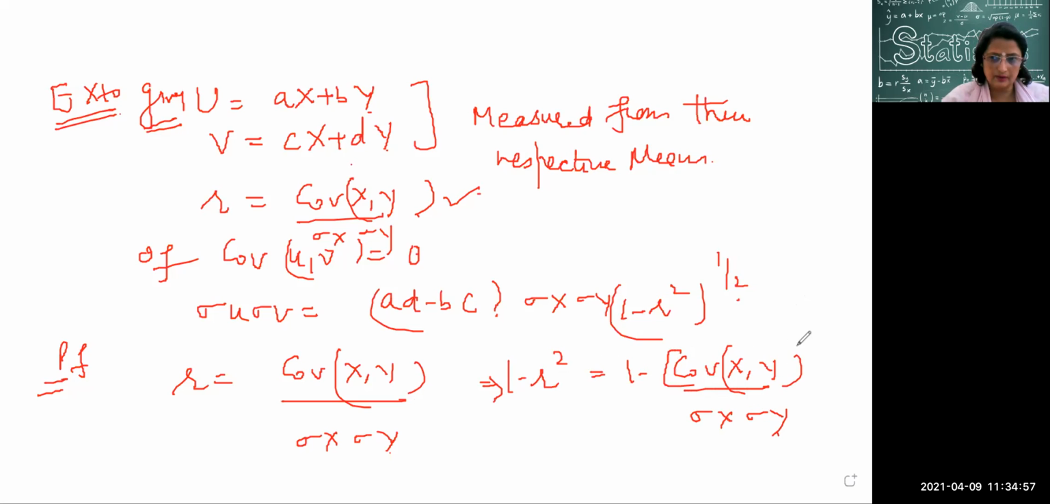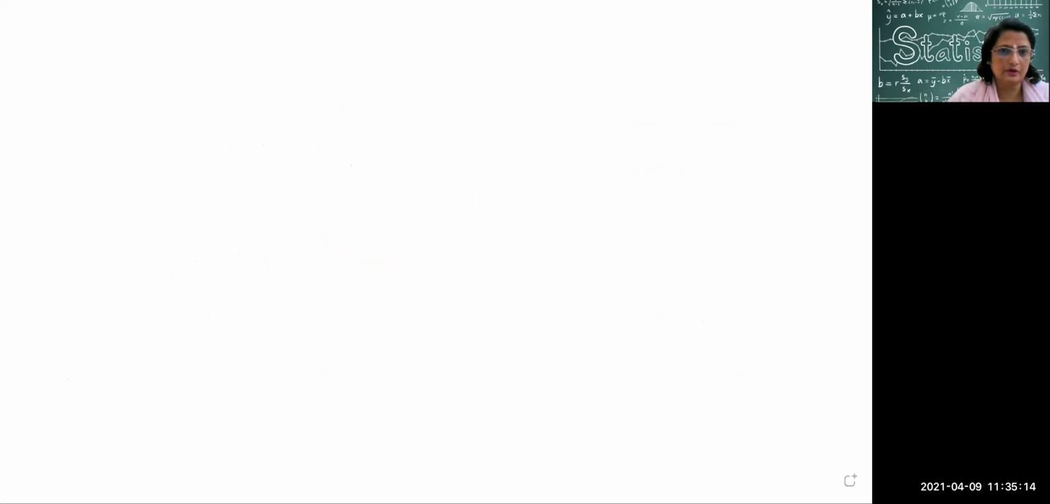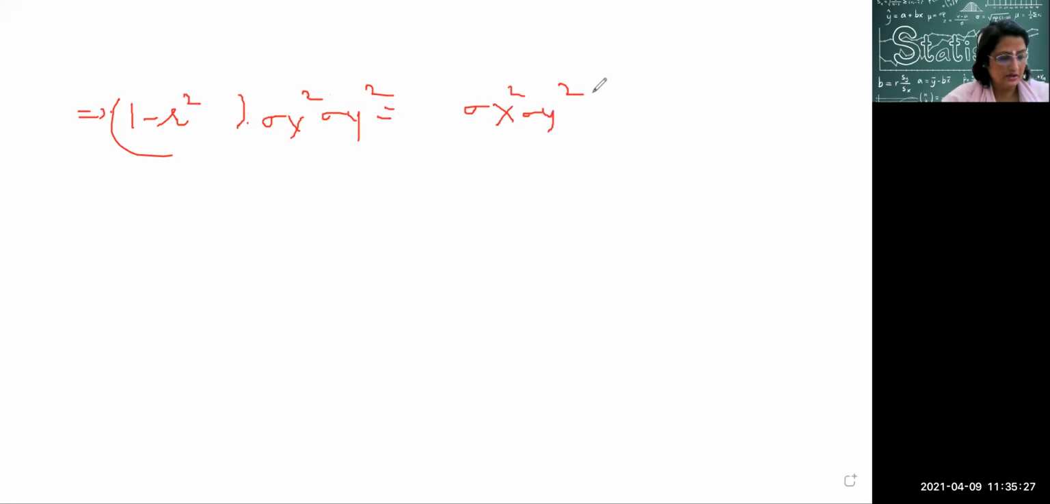It means the square will come here and the square will come here too, right? Why have we taken 1 minus r square? Because in the answer we have 1 minus r, so that's why we have calculated 1 minus r square. So it implies, cross multiplying, we get 1 minus r square into sigma x square sigma y square, and here we have sigma x square, taking the LCM. So ultimately you are left with covariance between x y whole square.